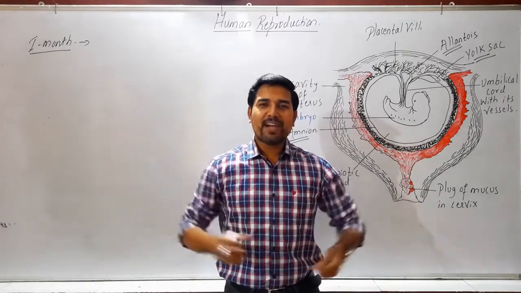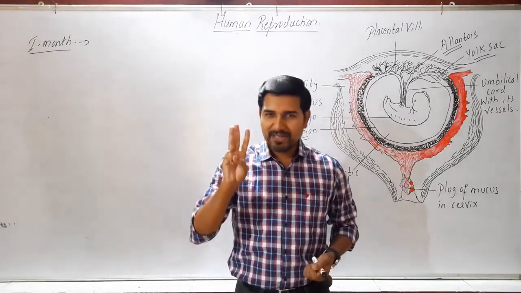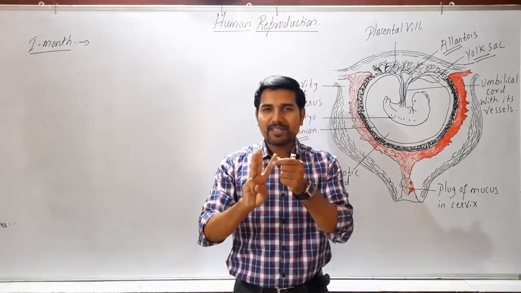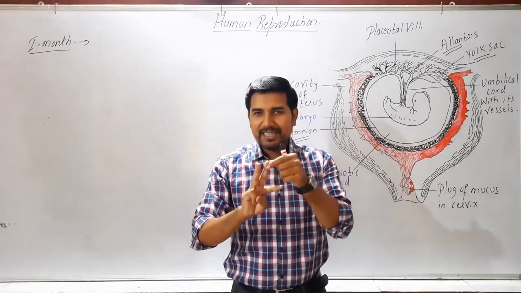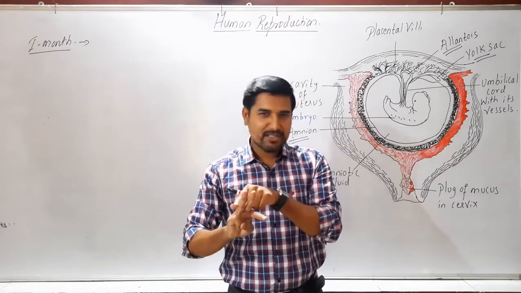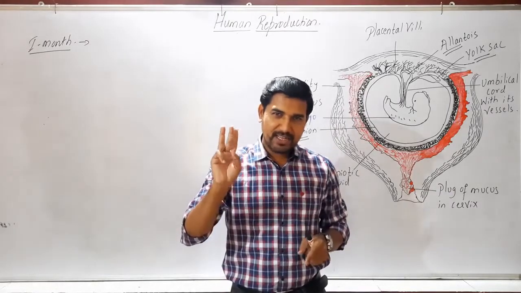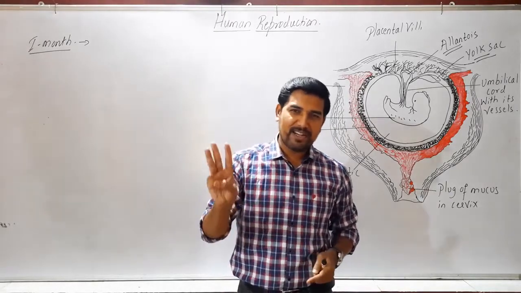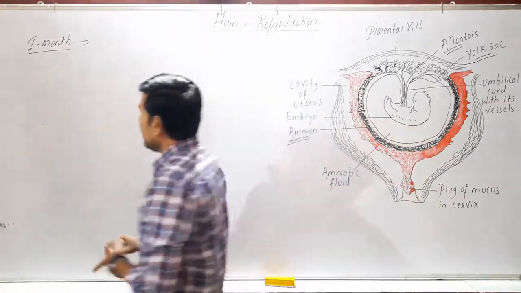We just divide this into 3 trimesters. Trimester meaning first trimester, first 3 months. Second trimester, second 3 months. Third trimester, last 3 months. That means 9 months. So 3, 3, 3, totally 9 months. We just divide it into 3 trimesters.